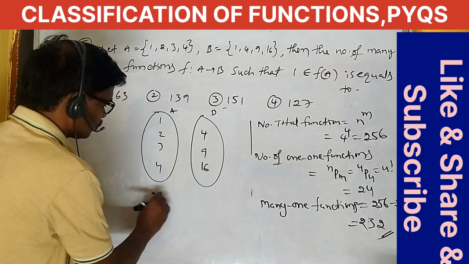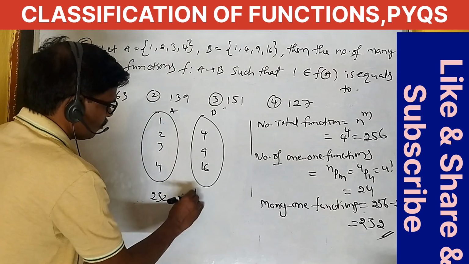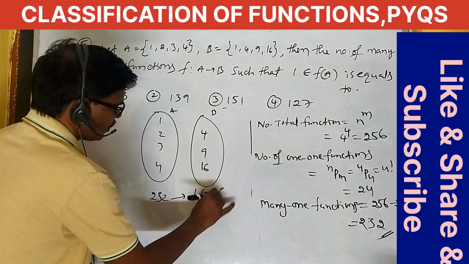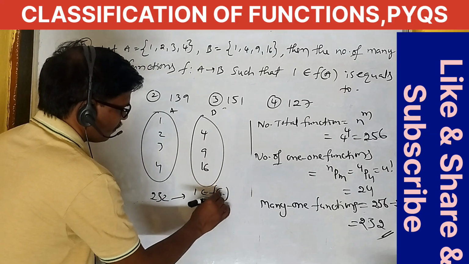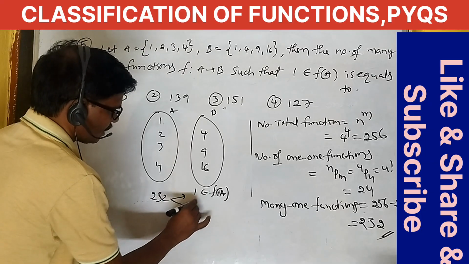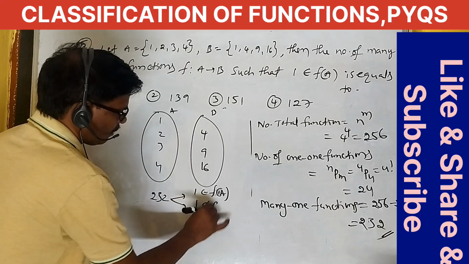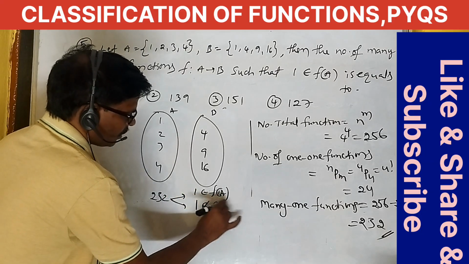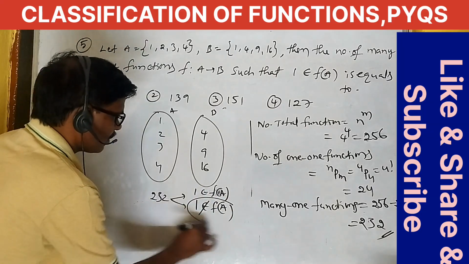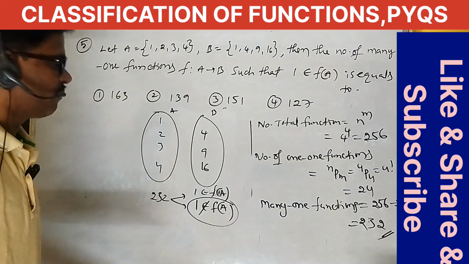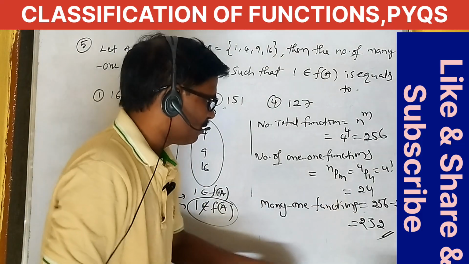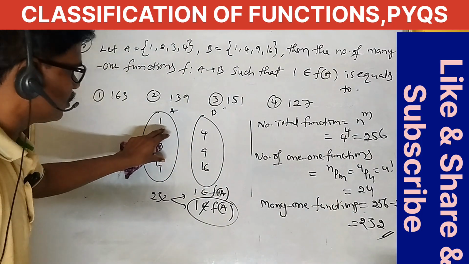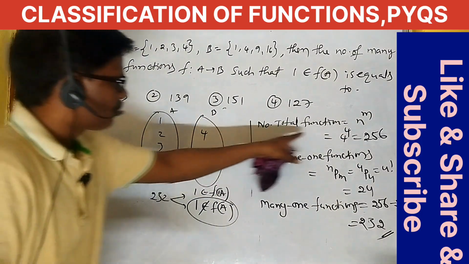Total many-one functions are 232, including those where 1 belongs to f(A). Another case is 1 not belonging to f(A). We subtract the functions where 1 does not belong to f(A). In that case, find the many-one functions. How many functions are there in total?